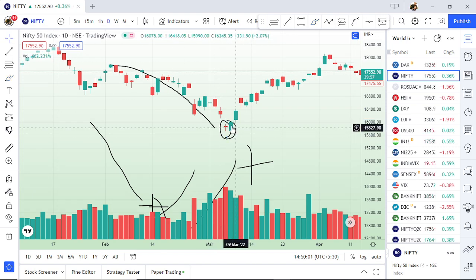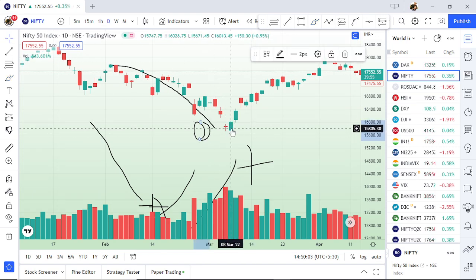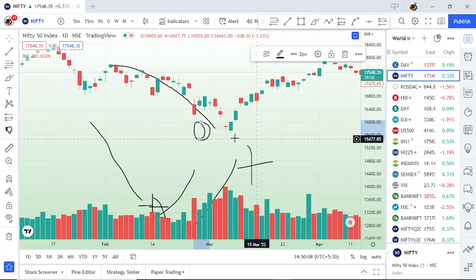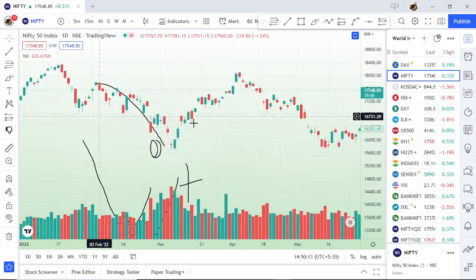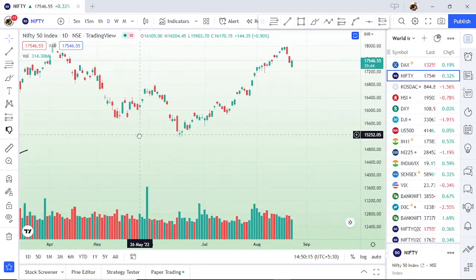And the next day, what happened? You see that the buyers took control of this area. The high is taken up and it went up. Simple as that. So let's look at some examples, even on the shorting side, right?